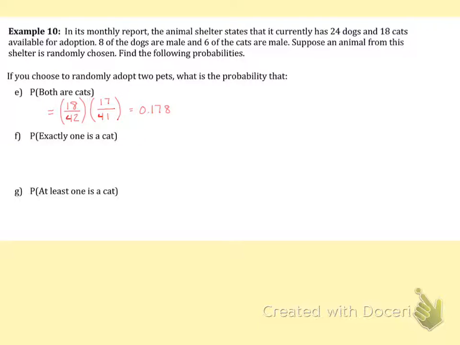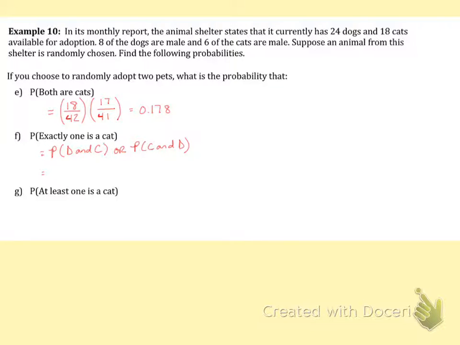For part F, it says, what's the probability of choosing exactly one cat? Well, there's 2 ways that we can choose one cat. We can first choose a cat and then choose a dog. Or we can first choose a dog and then choose a cat. Those are the 2 scenarios for choosing exactly one cat. So that means that we are looking at the probability of choosing a dog and then a cat, or the probability of choosing a cat and then a dog.